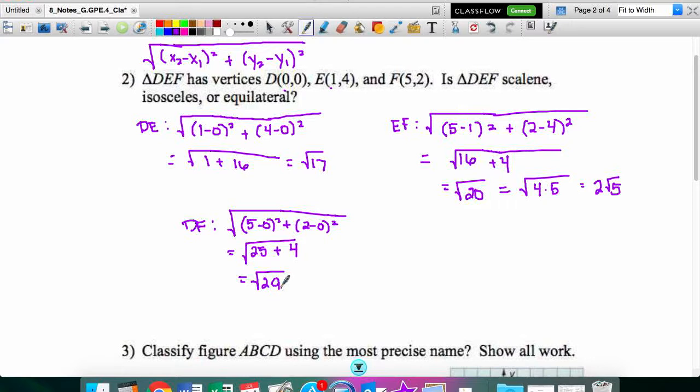29 is not a perfect square. It does not have a perfect square factor, so this is our third side. Comparing our three sides, we notice that none of them match. So since none of them match, this means that this triangle will be scalene.